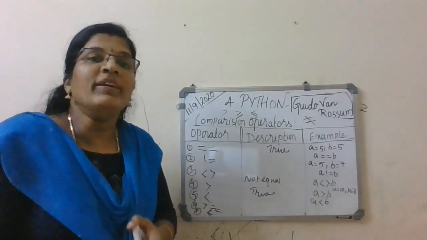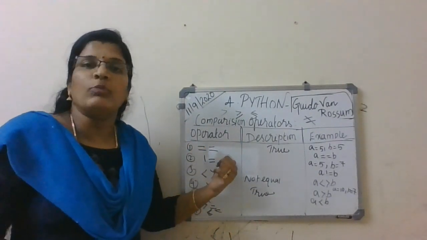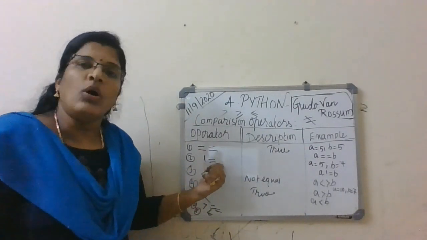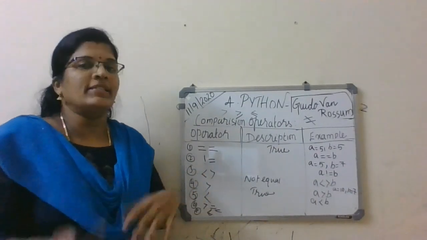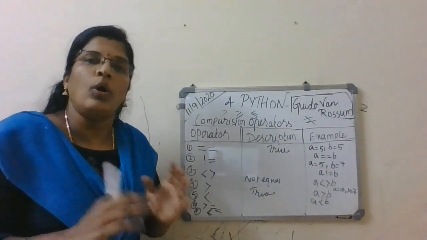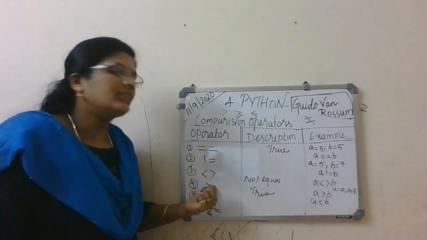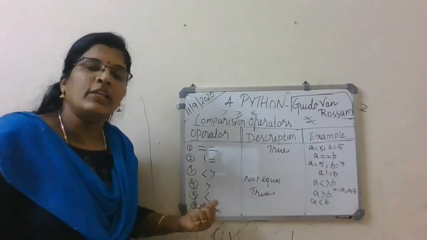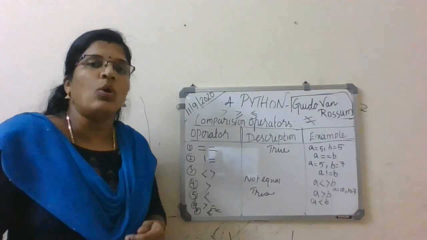Shall we repeat what the comparison operators are? Equal to means both operands are equal. This is not equal to, and this is also not equal to. So A is not equal to B means the operands are different and carry different values. This is greater than, this is smaller than, this is greater than or equal to, and this is lesser than or equal to. So these are all comparison operators.